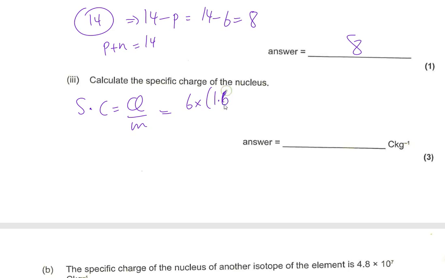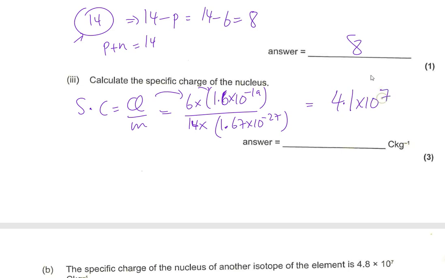Okay, so 6 times 10 to the power minus 19 divided by the mass, that's from the nuclear number, times 1.67 times 10 to the power minus 27. Again, the charge comes from the protons, so therefore 6 times the charge. And then the mass of the nucleus comes from the nucleon number, which is 14 times the mass of the nucleon itself, and this will give you 4.1 times 10 to the power 7 in this case. Again, it's 3 marks, so I need to see the substitution and the final answer over there.